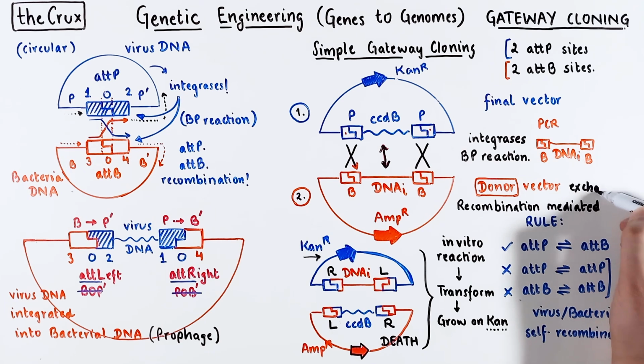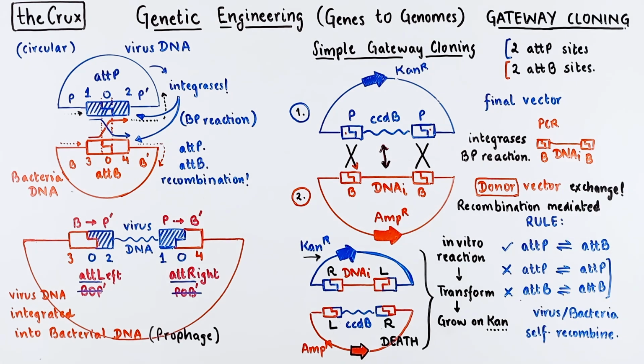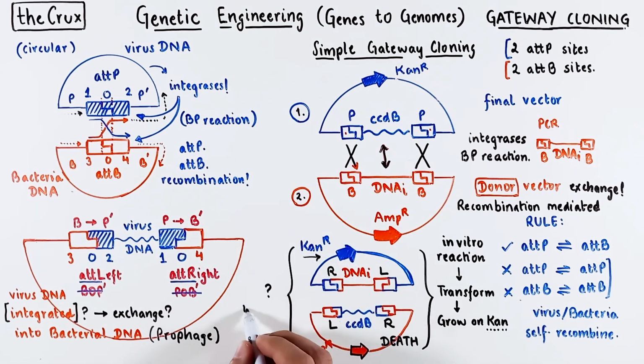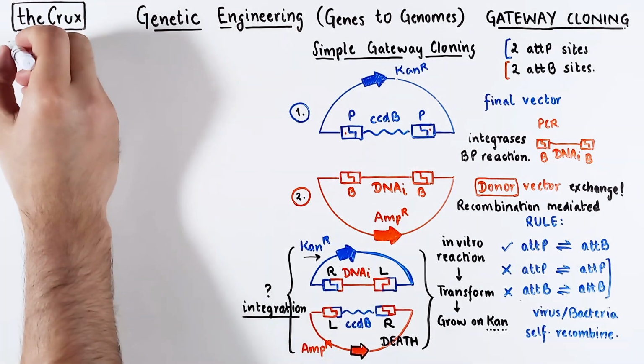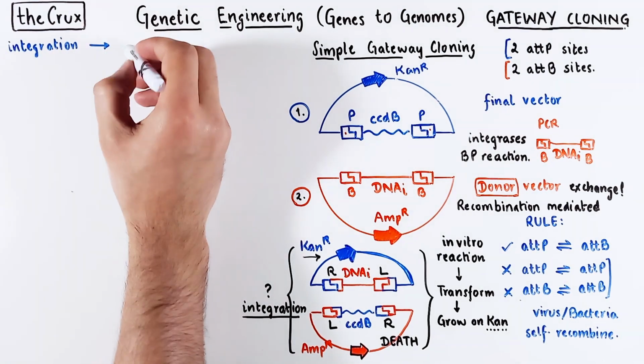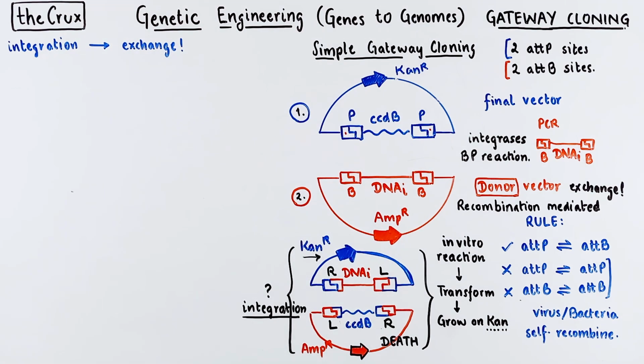Alright, so we have switched this internal portion between the two plasmids, and this is a recombination mediated exchange. But we saw that during infection, the viral DNA integrates into the host genome. But in gateway cloning, we talk about exchange. So where is the integration event in this gateway process?